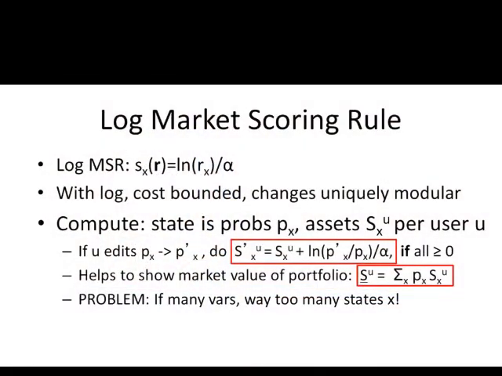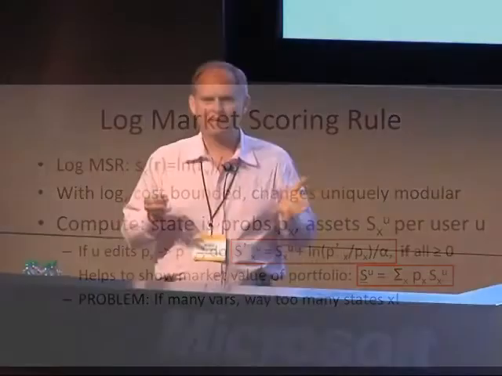And it turns out also that there's a nice uniqueness property about this sort of mechanism in terms of combinatorics. If you make a conditional edit, the probability of A given B, that edit doesn't change the probability of B. It only changes the conditional probability only if you have this particular logarithmic market scoring rule form.